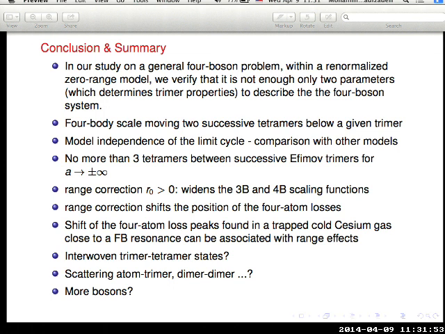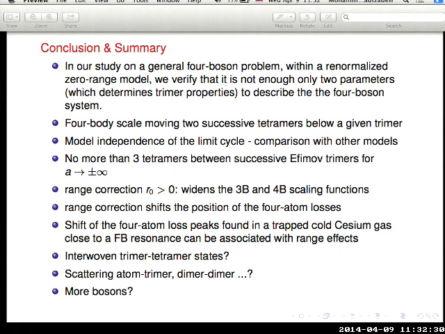Also we can conclude that between two successive trimers, we can have at most 3 tetramers. Range correction leads to a shift in the scaling plot, or Efimov scaling plot, for the 3- and 4-body case. And we can also see this range correction shift in the position of the 4-atom resonance, so that can be used for the interpretation of the experimental data.